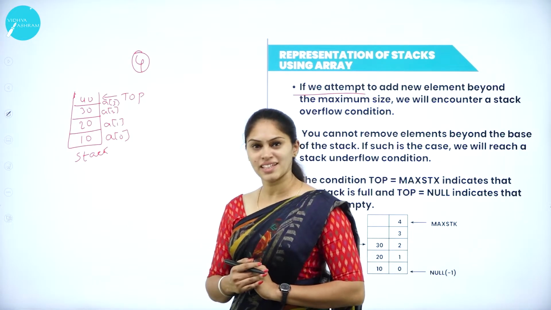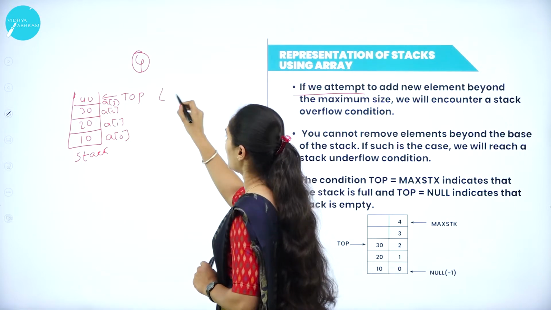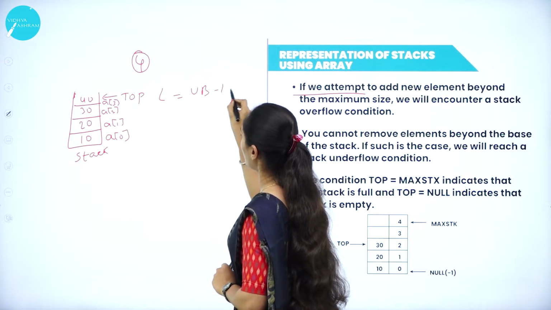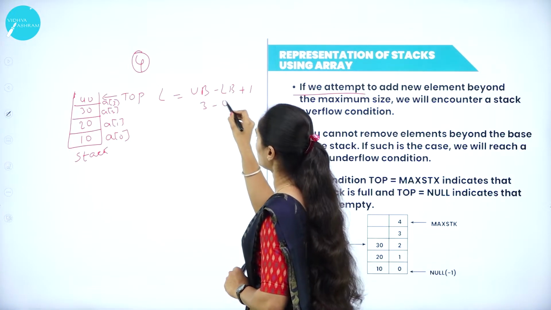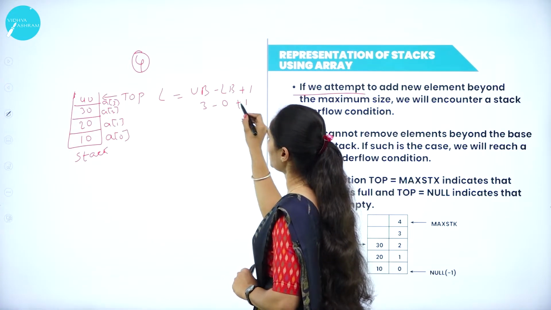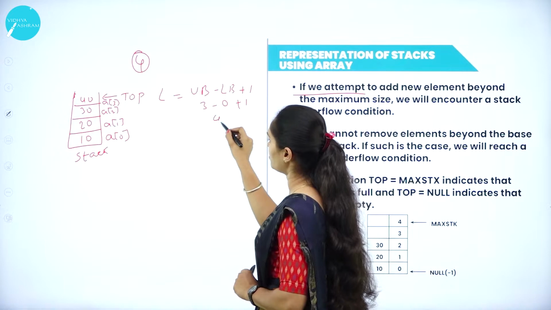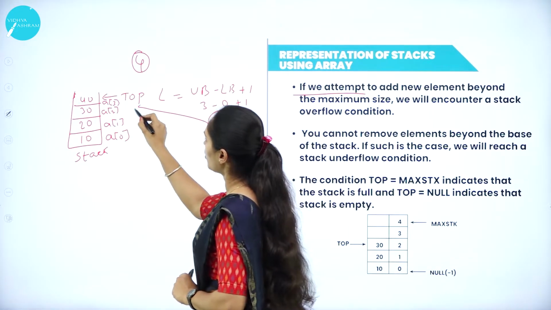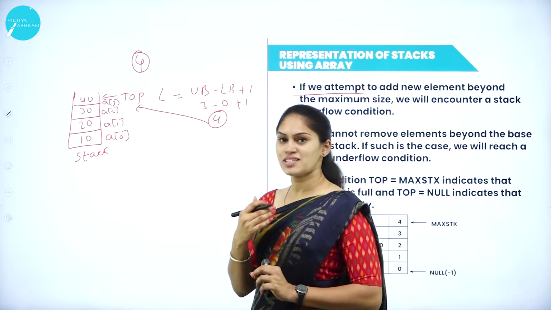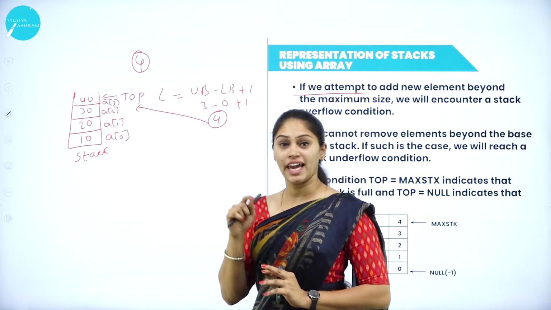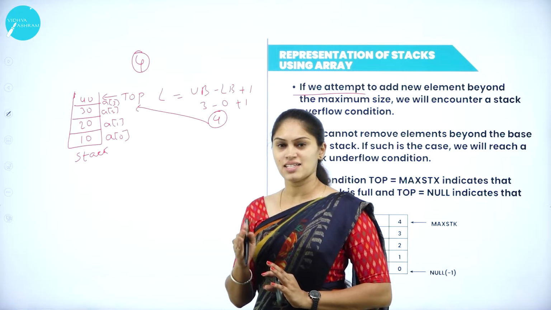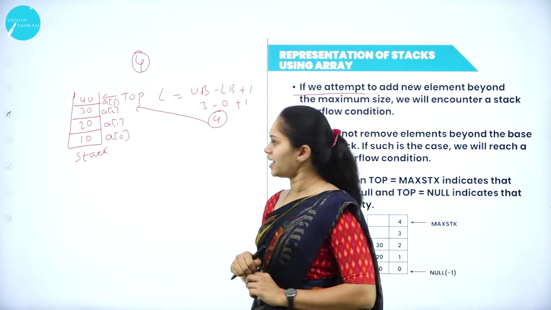How are we going to find the length of an array? That is upper bound minus lower bound plus 1. So if it is 3 minus 0 plus 1, 3 minus 0 will be 3, and 3 plus 1 will be 4. That means the length of this array or stack is 4. It will have 3 as an address, and we can store 4 data elements.